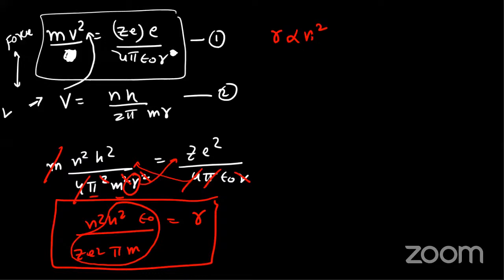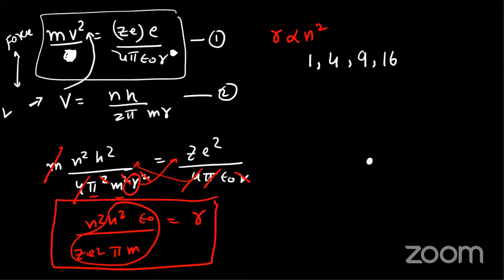So that means for orbit 1, if I put n is equal to 1, I get 1 square is 1. If I put n is equal to 2, I get 4. If I put n is equal to 3, I get 9. If I put n is equal to 4, I get 16. Therefore, I can get a very good clear idea about an atom here.